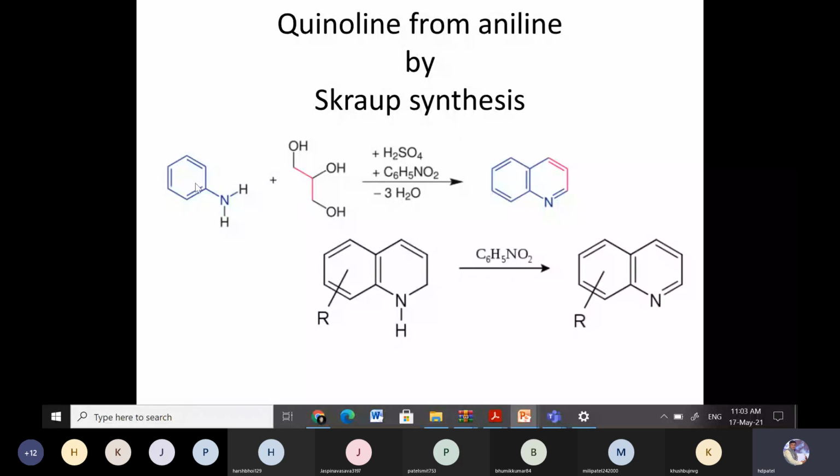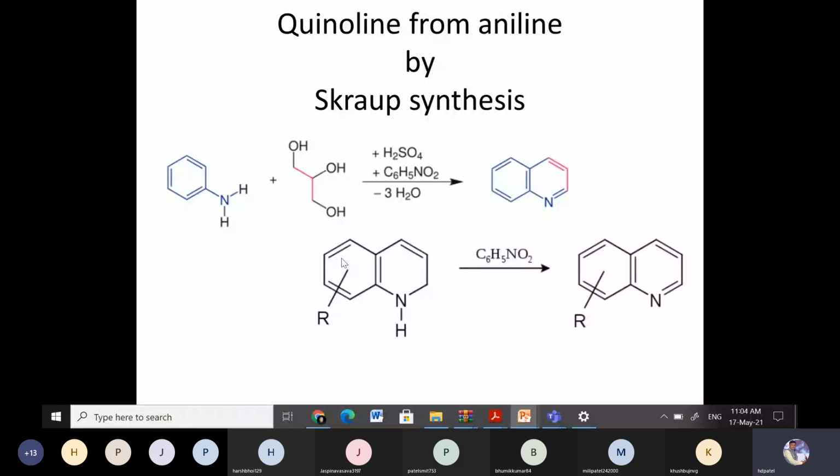For that, what do we require? We require aniline. Then the second compound is glycerol. So aniline and glycerol react with each other in presence of sulfuric acid. Here sulfuric acid acts as a catalyst, and nitrobenzene is the solvent, because in this reaction we require high temperature, and that's why we require a solvent which has a high boiling point. So that's why we have used nitrobenzene as a solvent. Due to this reaction, we will get this derivative.